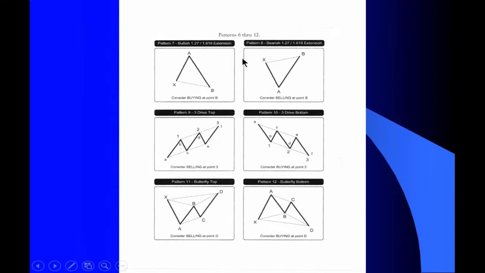And if you look at this, this is 6 through 12. You'll notice here we've added a couple of patterns. On the second set there, you'll see the 1, 2, 3 drives to a top, 1, 2, 3 drives to a bottom. But within that, what do you see? You see the ABCD pattern. That's the pattern that controls everything that you're doing.